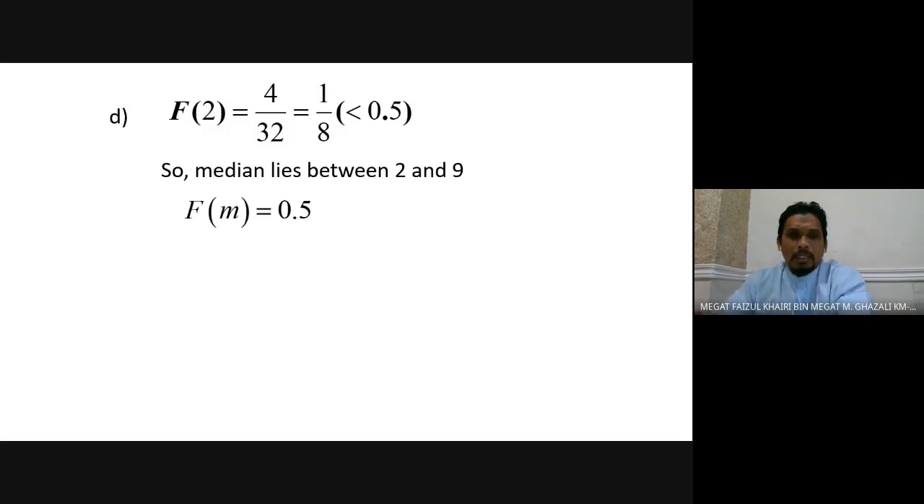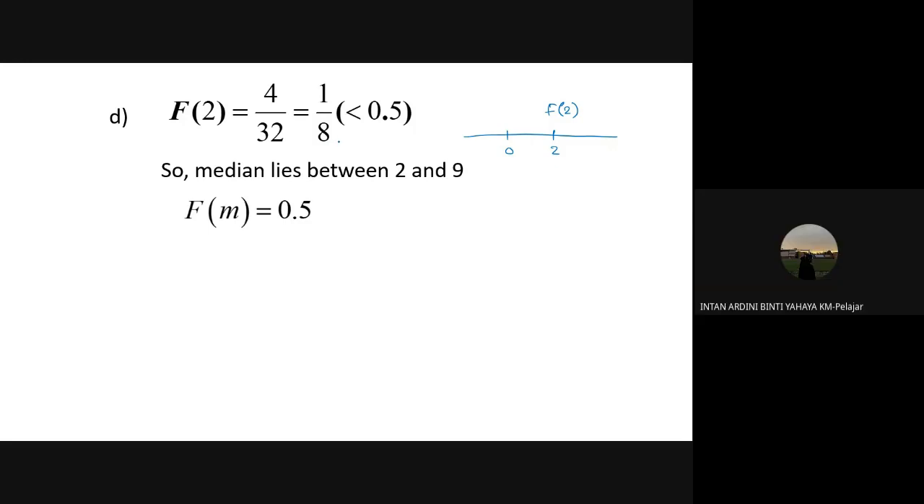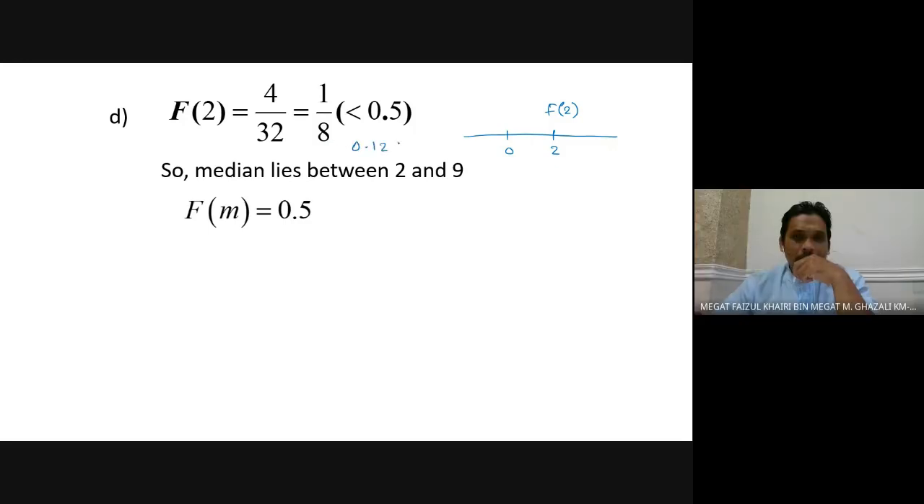We call, from 0 until 2, if we come up with f2 and the value is 1 over 8. What is the value of 1 over 8? Class, what is the value of 1 over 8? 0.125. 0.125, which is less than 0.5. So bermakna from 0 until 2, dia tak sampai pun 0.5.